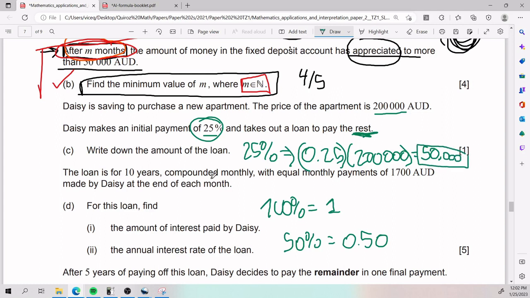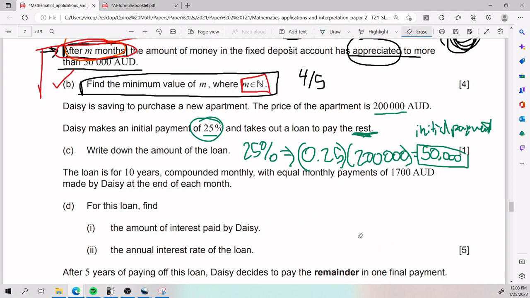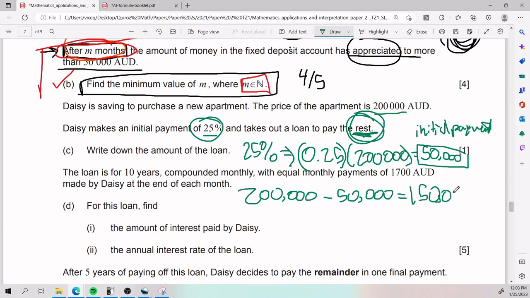Awesome. So this is the initial payment, okay? The loan is whatever is left after the initial payment. So if the initial payment is 50K, we're going to do 200,000 minus 50,000, and that is going to be the amount that she pays on the loan. The rest, cierto? 150,000. Do not forget the units, AUD. That is the approach for part C, and we move on.